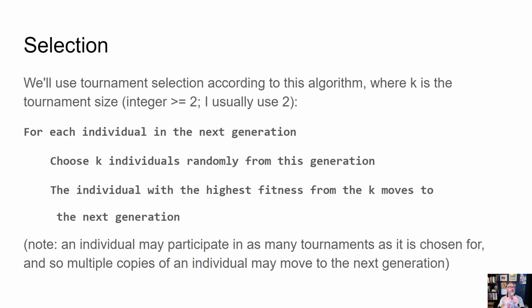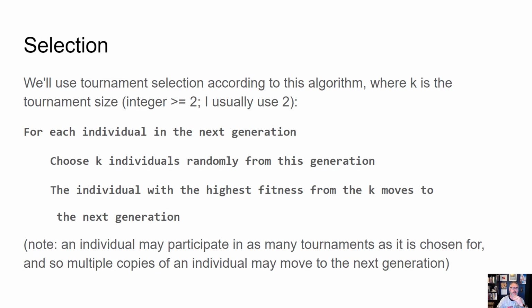So we're going to use what's called tournament selection. Tournament selection uses this algorithm where K is the tournament size, okay? And tournament size is just some integer greater than or equal to 2. I usually use 2. The higher the number that you use there, the more likely you're going to be pushing highly fit individuals into the next generation, which has a good side and a bad side. The good side is that you converge quickly. The bad side is you might converge quickly to a suboptimal solution. So 2 seems to work.